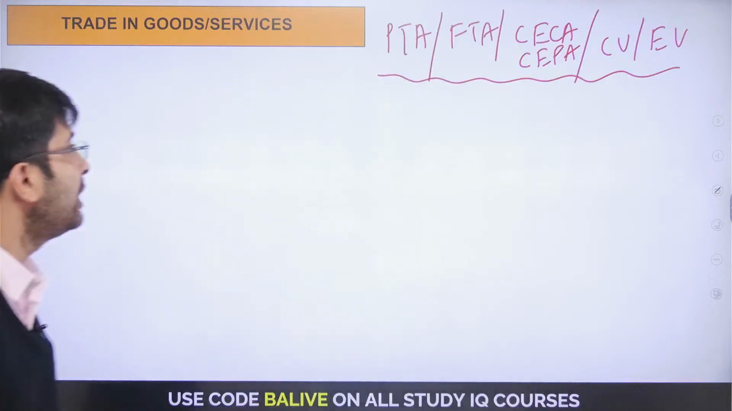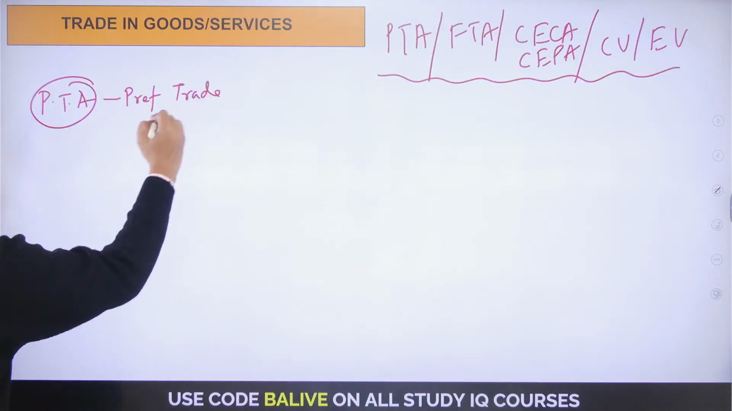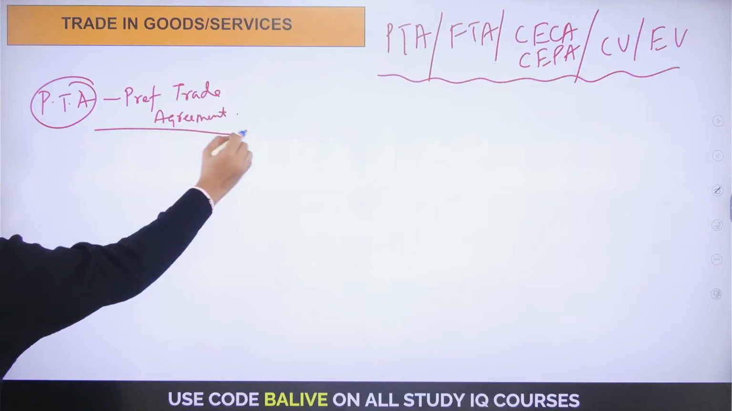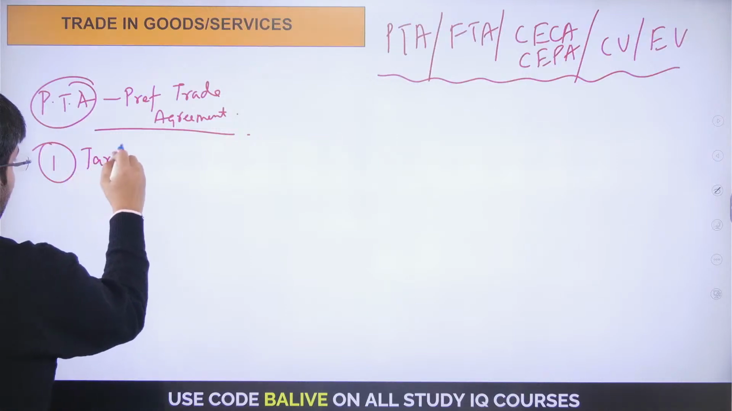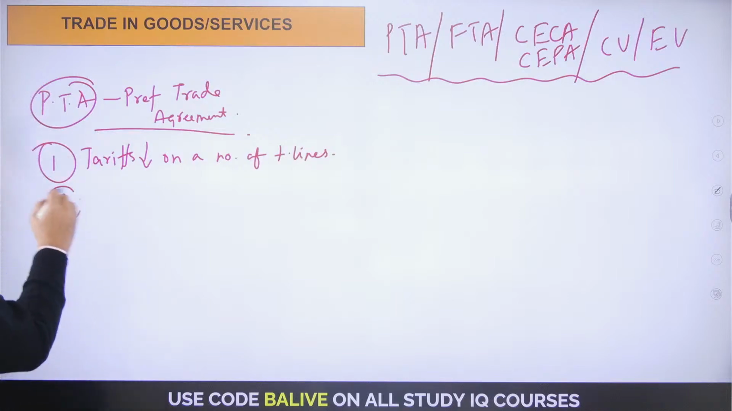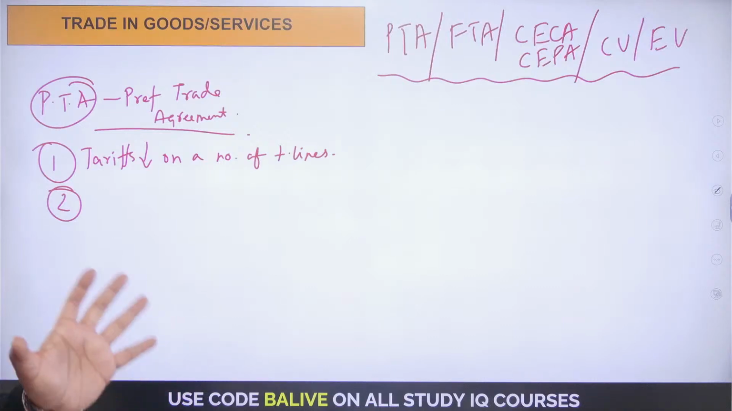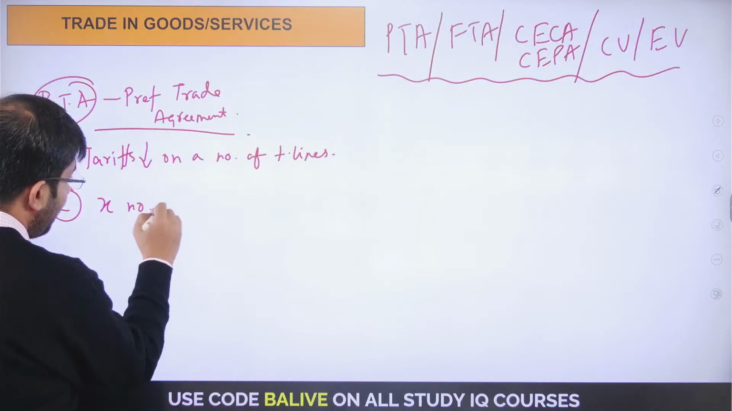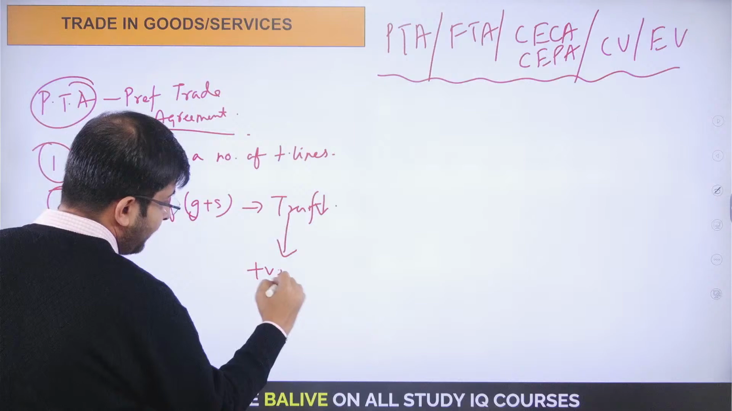So let's understand them one by one. What is a preferential trade agreement? We'll understand it in the simplest manner possible. A preferential trade agreement is nothing but this: you have two or more partners that agree to reduce tariffs on a number of tariff lines. So you have a particular set that you are saying, on this we will now reduce tariffs. Now, the list on which you decide. So you have, say, X number of goods and services on which you have reduced tariff. So this becomes my positive list.